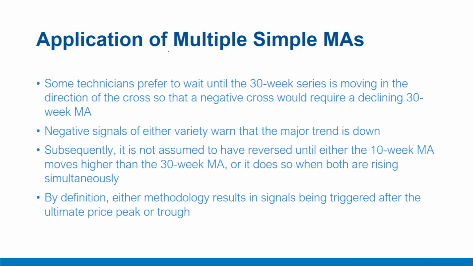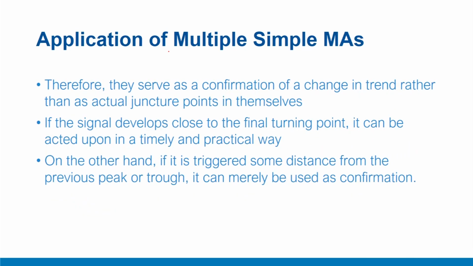If the signal develops close to the final turning point, then it can be acted upon in a timely and practical way. On the other hand, if it is triggered some distance from the previous peak or trough, then it can merely be used as a confirmation. To summarize, in this video, we discussed application of multiple simple moving averages in signal generation and trend determination.